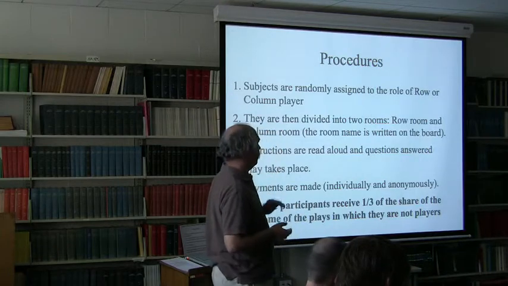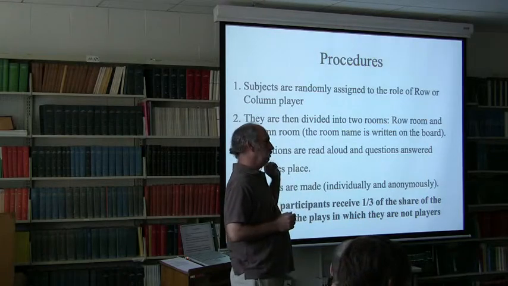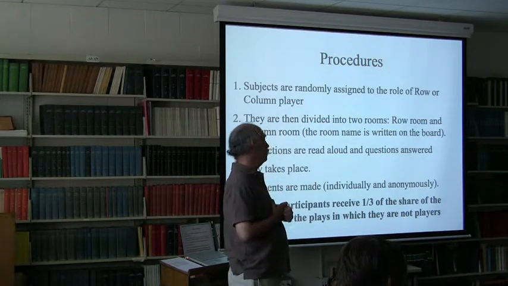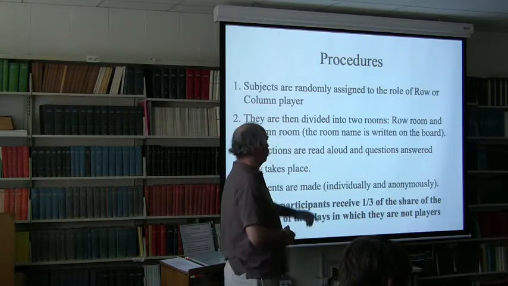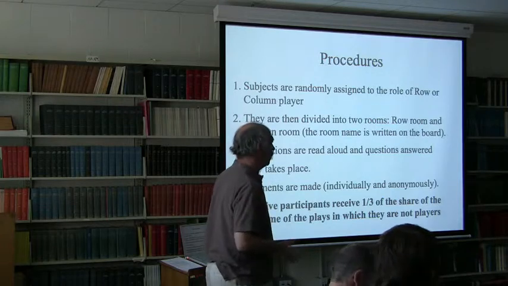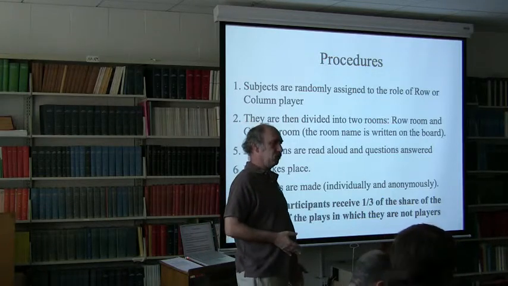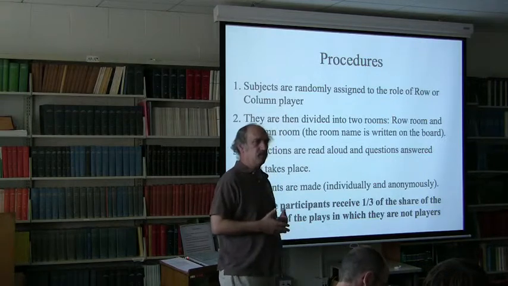Okay, so we divide people into two rooms. One room is the room R. R stands for row, for the row players. The other room is the C room, it stands for column. We write this up on the board. We read the instructions, go through examples, take questions. My style is to try to get comprehension.